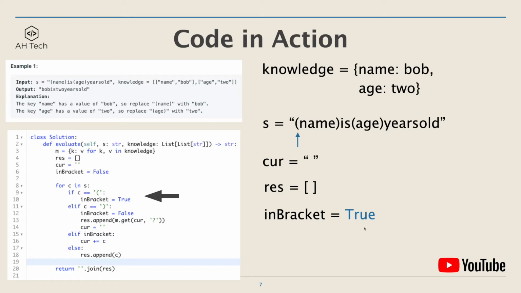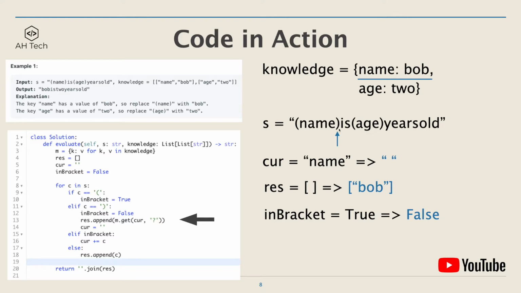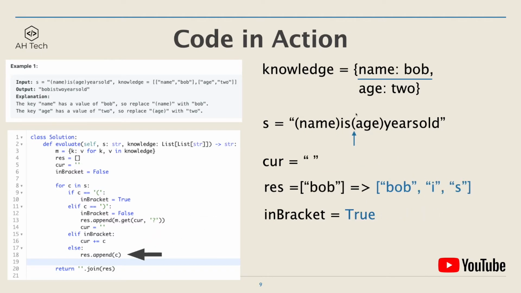And then up to the right bracket, now current is name, which is a string inside the bracket pair, and it will be reset to an empty string. And we will append the corresponding value of name, which is Bob, into the res array. And in_bracket will be updated to false, which means that now we are leaving the bracket pair. And before we hit another left bracket, the characters in between will be appended to the res array directly.